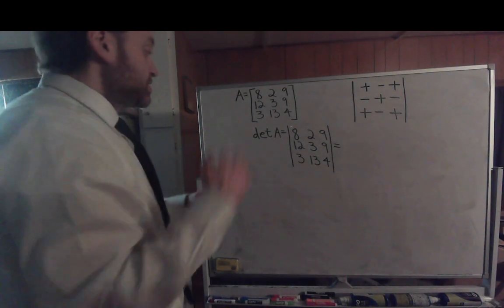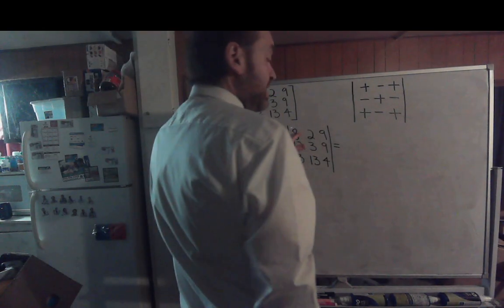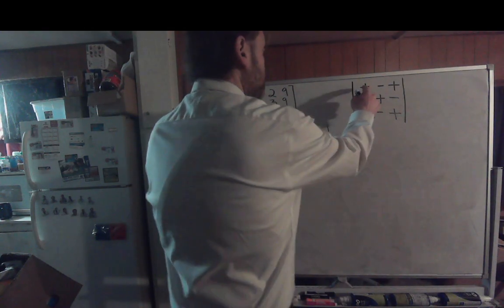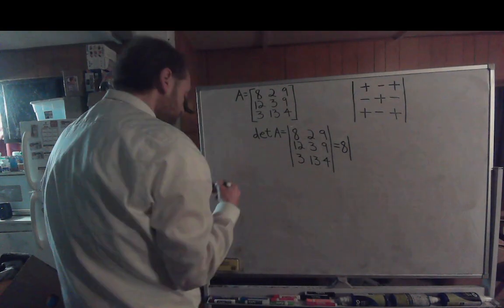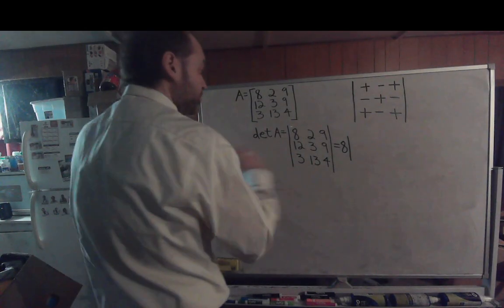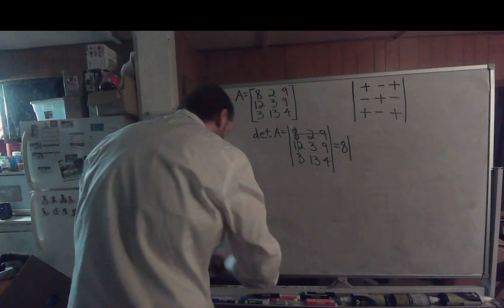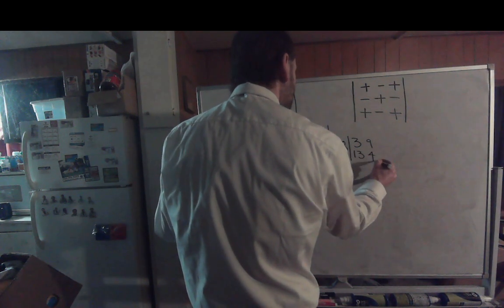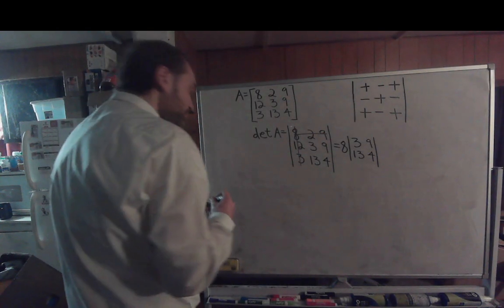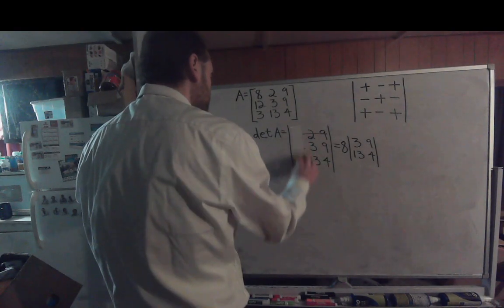Okay. So we're going to work in the first row. So we have a positive 8 for the coefficient. And according to our coefficient matrix, it's positive times positive 8. So that would just stay 8 times the determinant of whatever's left over. So strike out the row and column that 8 occurs in. Here's what's left over. You end up having the 2 by 2 determinant of 3, 9, 13, and 4. All right, so let's go ahead and rebuild this determinant here.